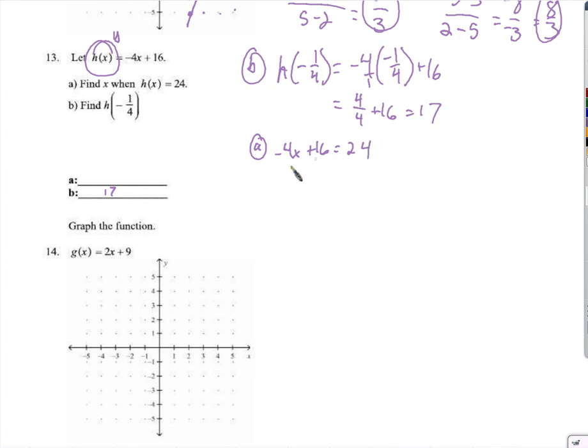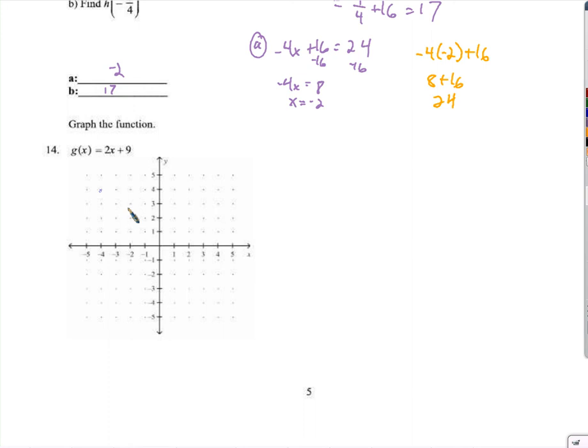So we just solve for x. Subtract 16 from both sides, negative 4x equals 24 minus 16, that's 8. Divide by negative 4 on both sides, x equals negative 2. What does that mean? It means x is negative 2. What if I plug in negative 2 for x? Negative 4 times negative 2 plus 16, that's 8 plus 16, that's 24. Oh, what a surprise, right? That's what we told the output to be when we found x is negative 2. So if x is negative 2, the output is 24. That's what's going on with that.